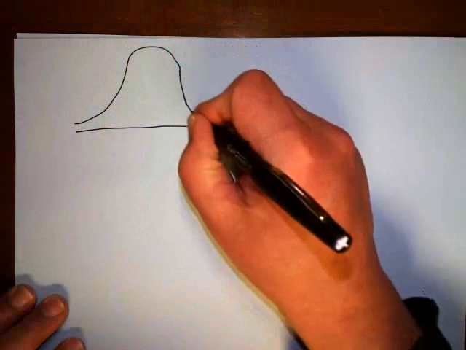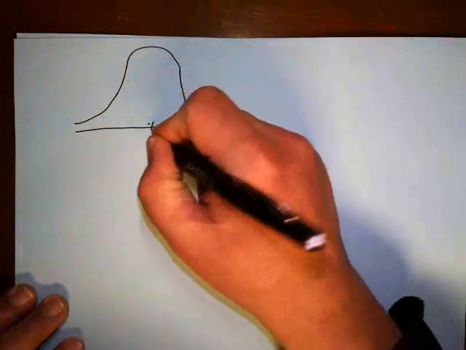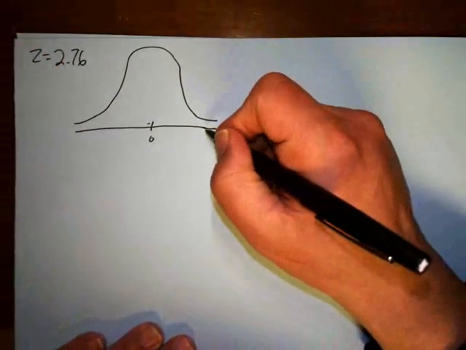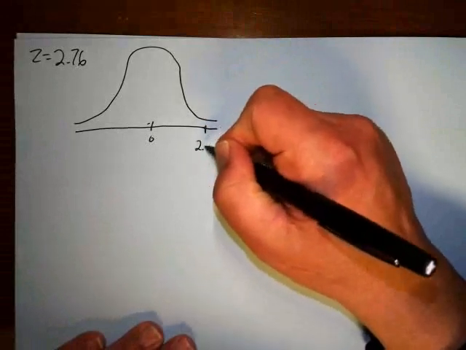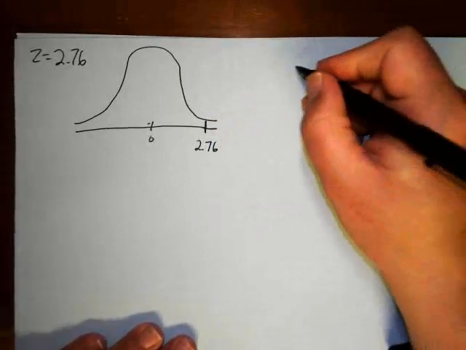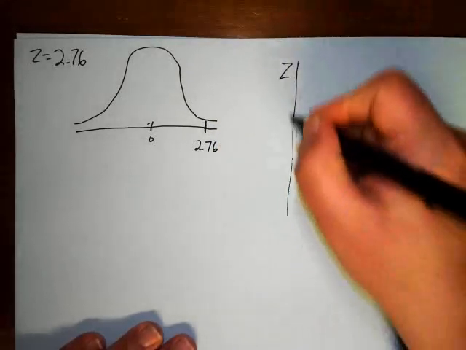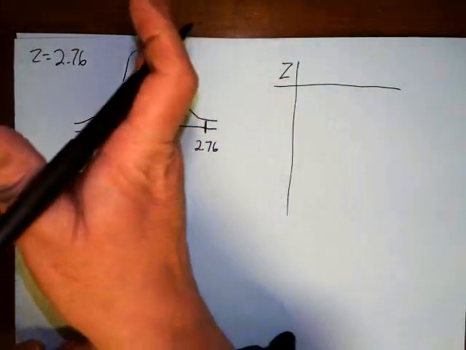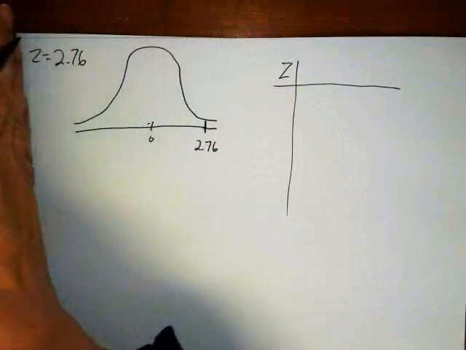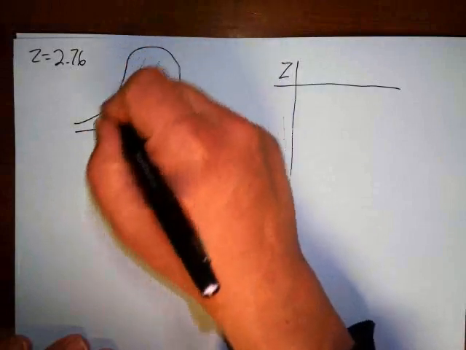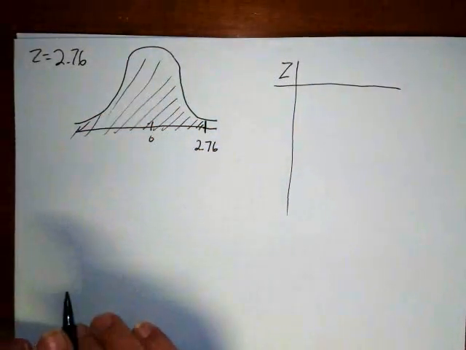So let's say here's 0 and 2.76. So my z-score is going to be 2.76. So that's like way up here, isn't it? 2.76. Okay, so now when I look this z-score up on the table, it's going to give me all this area below. So that'll be the percent of the population that has z-scores less than that.